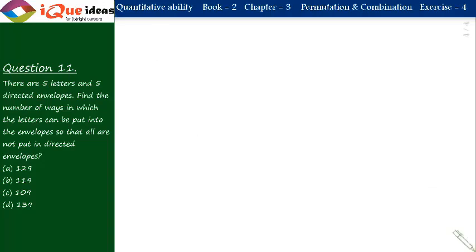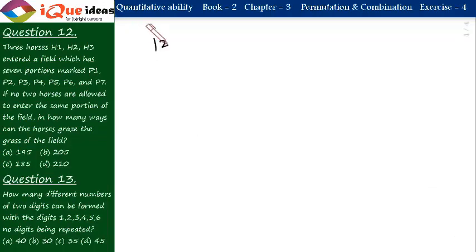Now let's take question number 12. It says 3 horses H1, H2, H3 entered a field which has 7 portions marked P1, P2, P3, P4, P5, P6, P7. If no 2 horses are allowed to enter the same portion of the field, in how many ways can the horses graze the grass of the field?